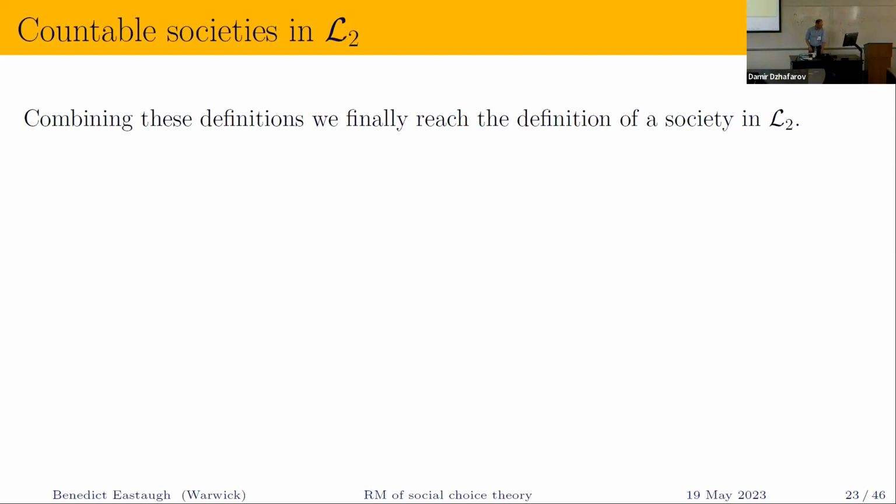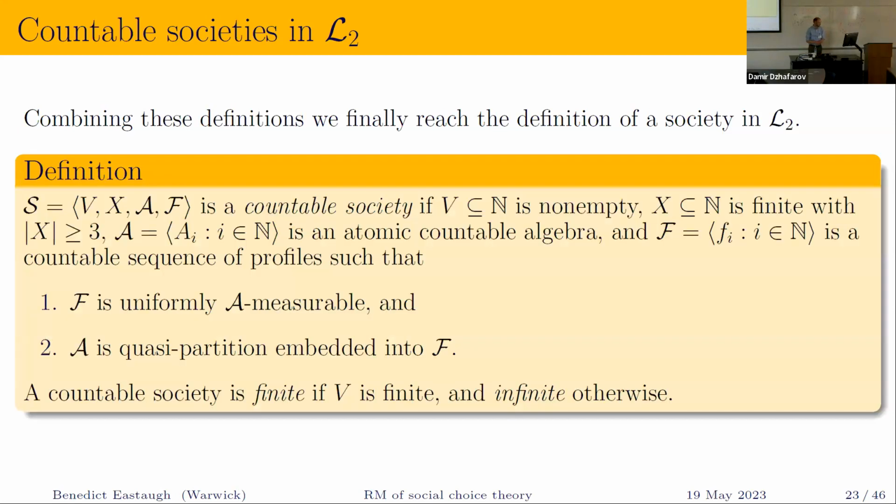Okay, so we combine these definitions and we get the notion of a countable society. A countable society is a non-empty set of voters, a finite set of alternatives greater than or equal to 3, an atomic countable algebra on V, and a countable sequence of profiles such that that countable sequence of profiles is uniformly A-measurable, and the countable algebra, the coalition algebra, is quasi-partition embedded into F, which is kind of a mouthful. In some sense, all of the work is in this definition, and then everything else is relatively straightforward, I would say. A countable society is finite, or infinite otherwise.